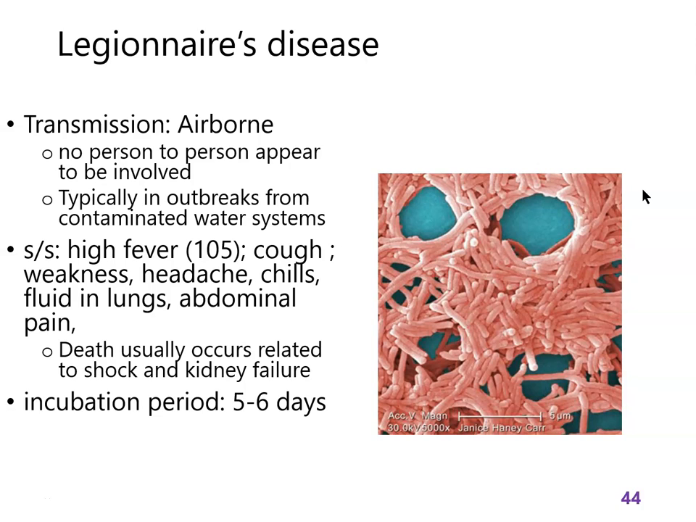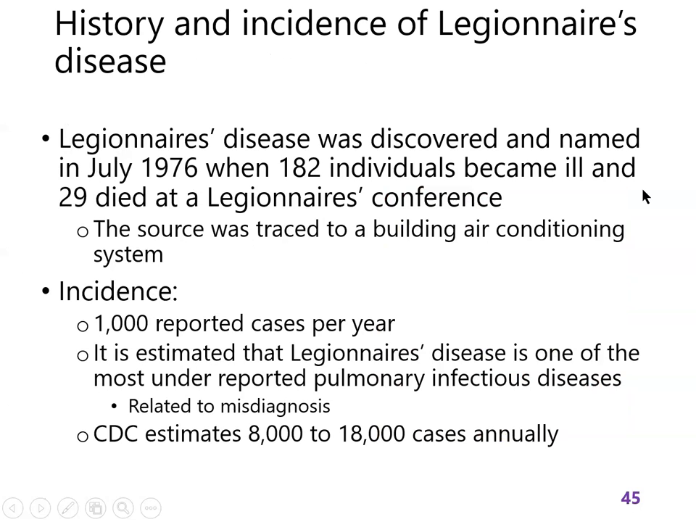This was only discovered in the 1970s. It was discovered in 1976 when at a conference of the American Legion, almost 200 people got ill and 30 of them died. And they found these weird bacteria in the building's air conditioning system. So we see something like 1,000 cases per year in the US.